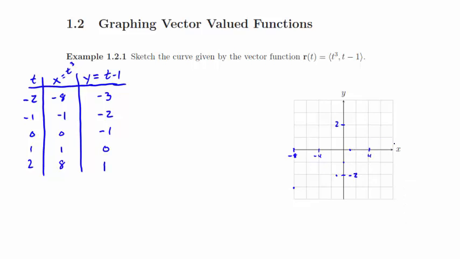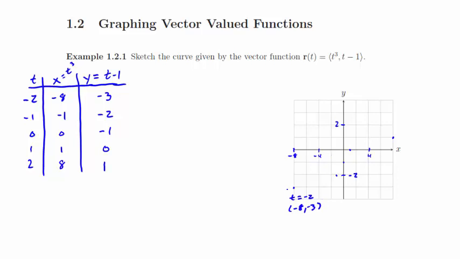And then 8, 1 is here. Now, even though, so let's write it like this. This is t equals negative 2, which corresponds to the point negative 8, negative 3.